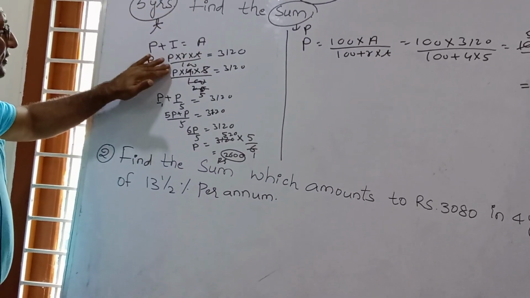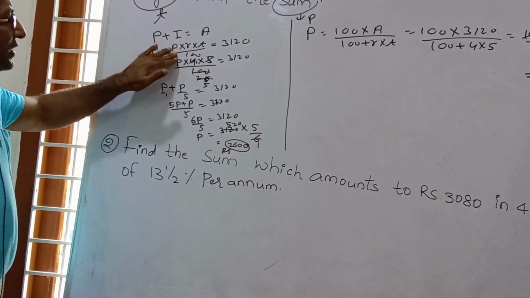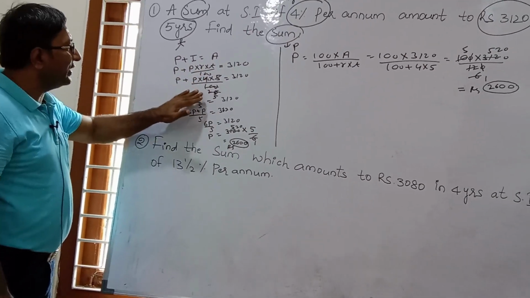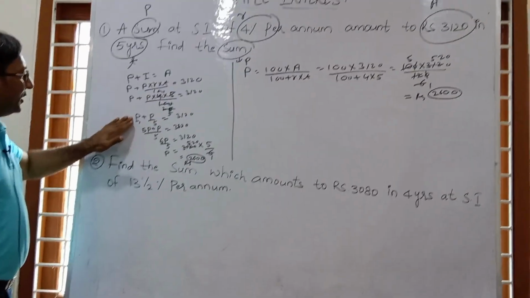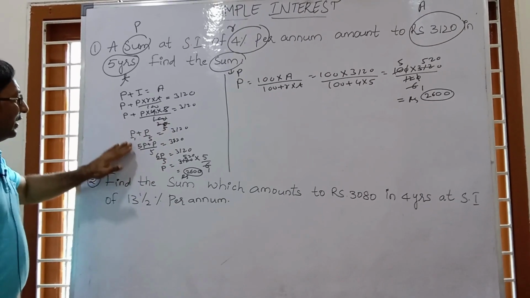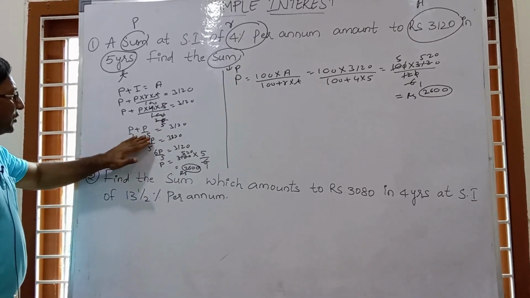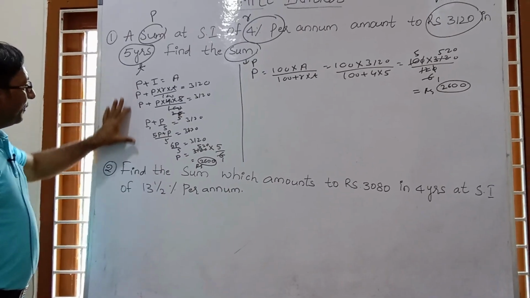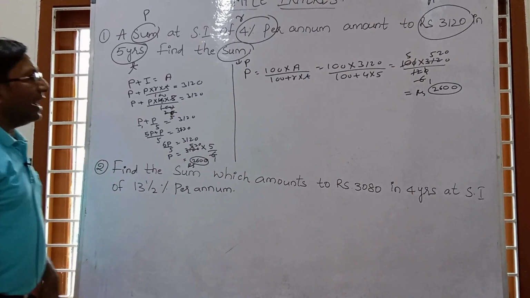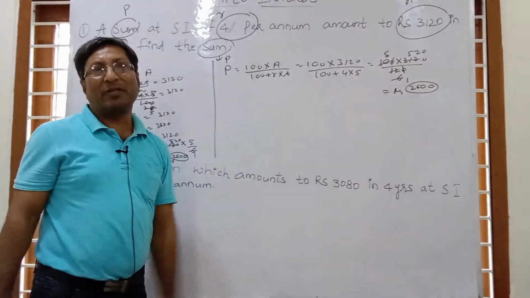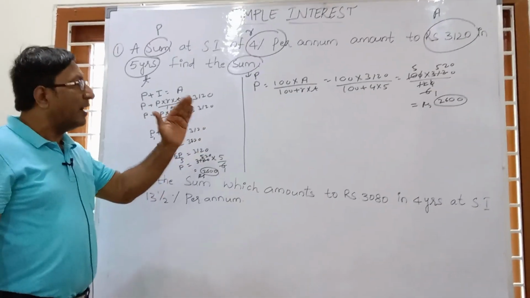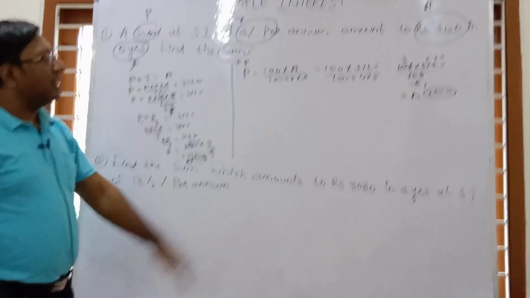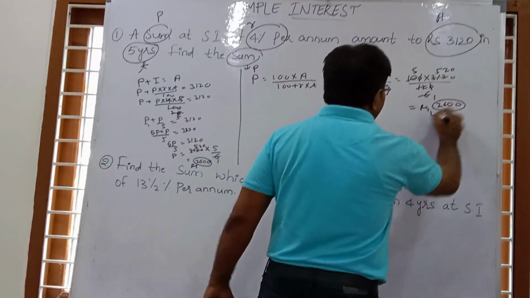In the basic method, principal plus interest is amount. The interest formula is PRT by 100, equal to 3120. Putting in the values of R and T and cancelling, we get P plus P by 5 equals 3120. Taking LCM 5, we get 6P by 5, so P equals this. From the basic method we have to do a lot of work, and this is the technique. You only have to remember 100 multiplied by amount divided by 100 plus rate into time. Your answer is correct, that is 2600.